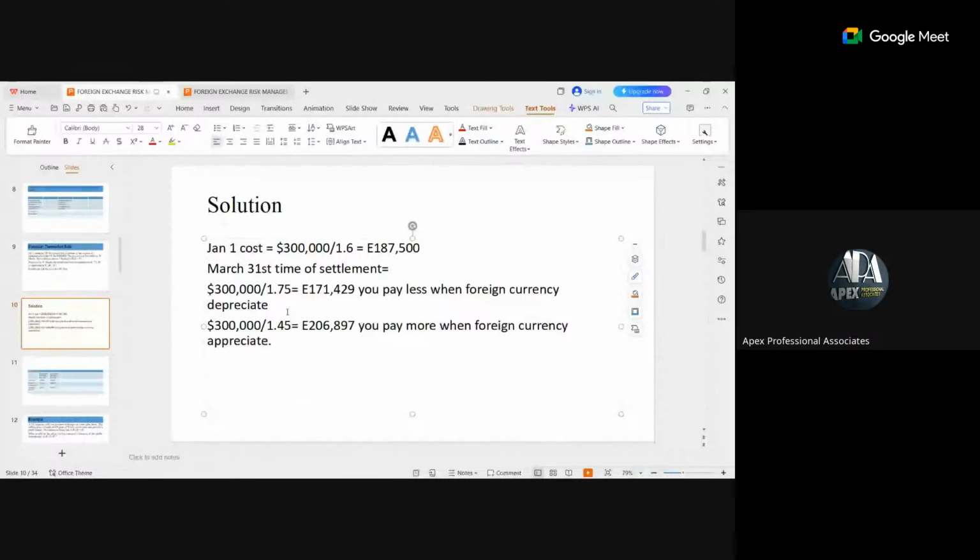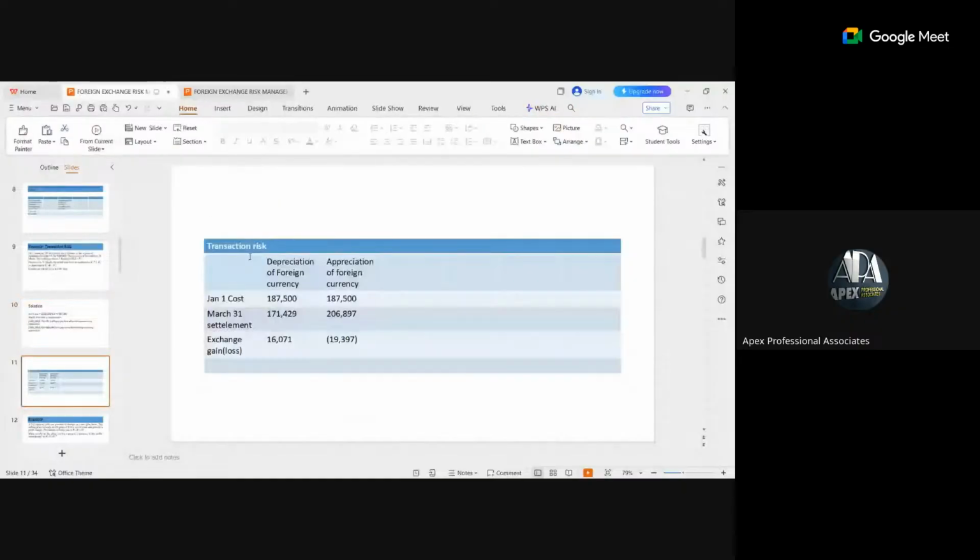Now, when we have an appreciation of the foreign currency, and we convert $300,000 to pounds, we have £206,897. You pay more when foreign currency appreciates. But when foreign currency depreciates, you pay less. Now, what is the implication? The transaction risk. As at January 1st, the cost is 187,500. But as at March 31st, the settlement will be what? We're going to pay what?